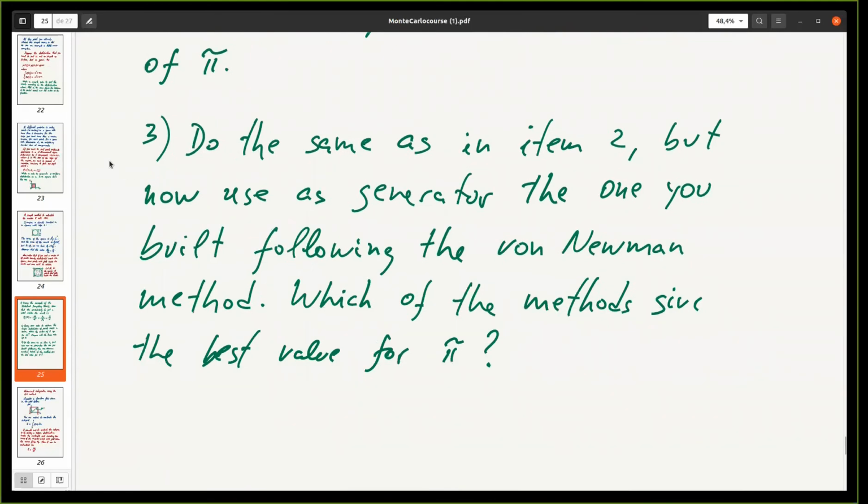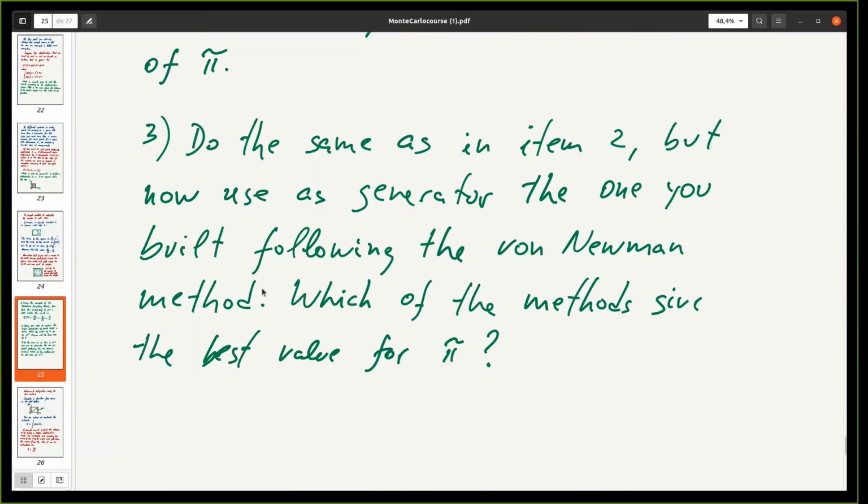This third step is the following. Do the same as in item 2, but we now use a generator, the generator that you built some classes ago. You built this code following the von Neumann method. Okay, so you wrote a code to generate numbers using the middle square method developed by von Neumann.